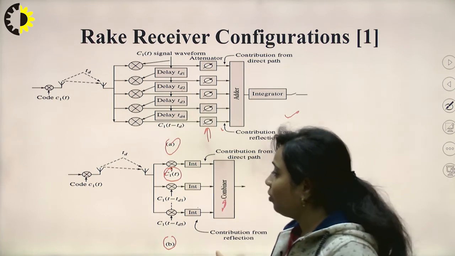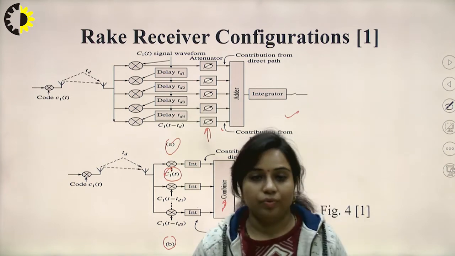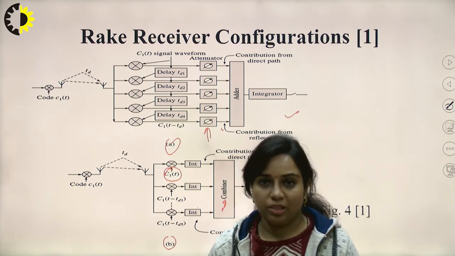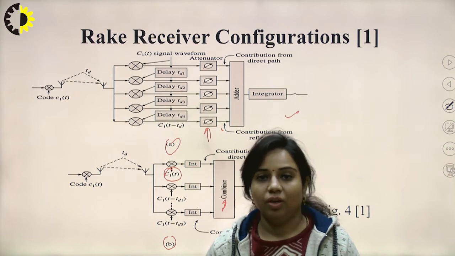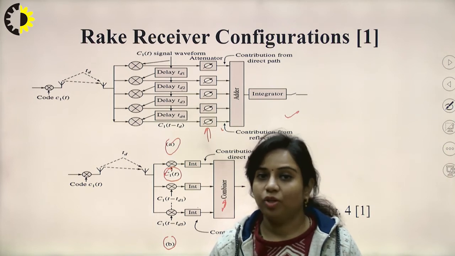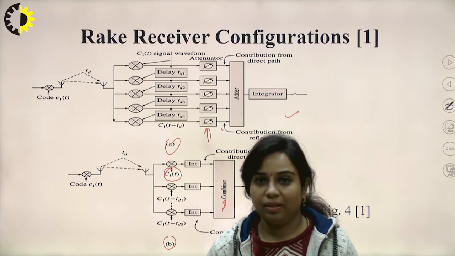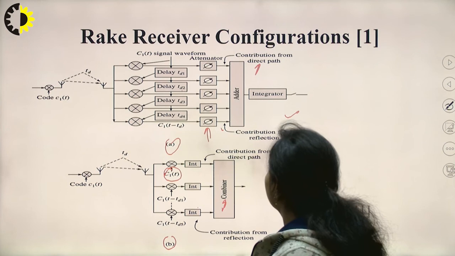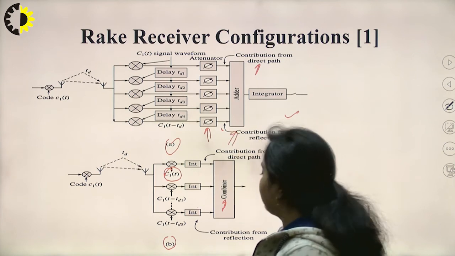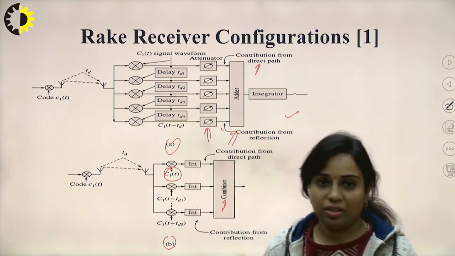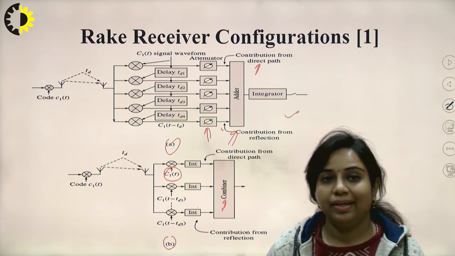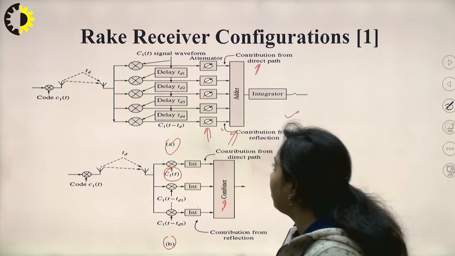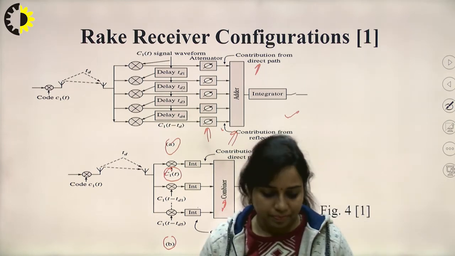So this is how the Rake receiver is going to work at the receiver side, because in wireless communication, when we are talking about multipath propagation, the signal will be received from different paths. One will be the direct line of sight, which is denoted by this one, the contribution from the direct path. Another will be the contribution from reflections, and others will be the delayed versions. So all will be added together and then integrated. So this is the Rake receiver configuration.